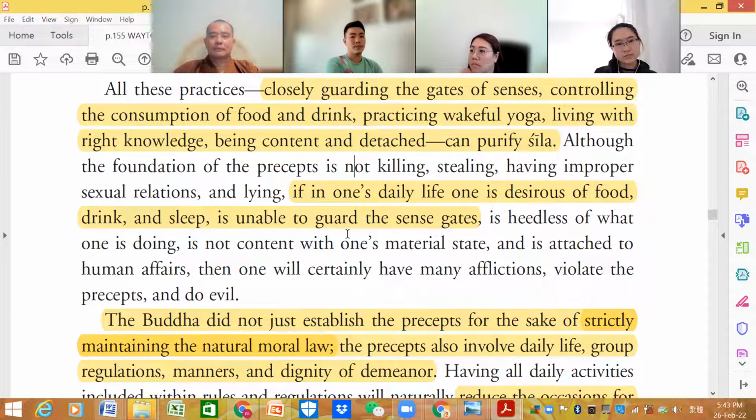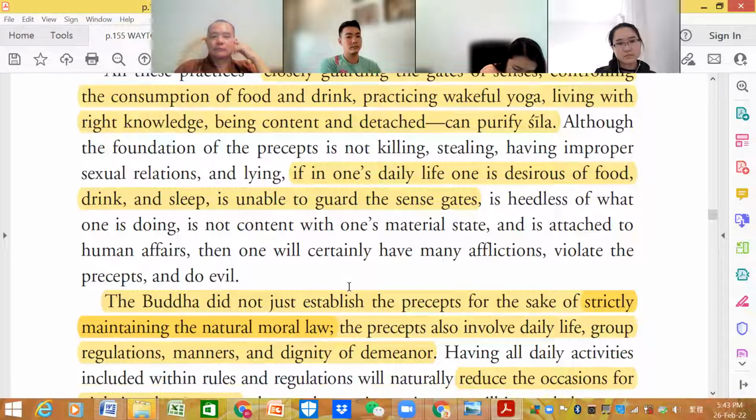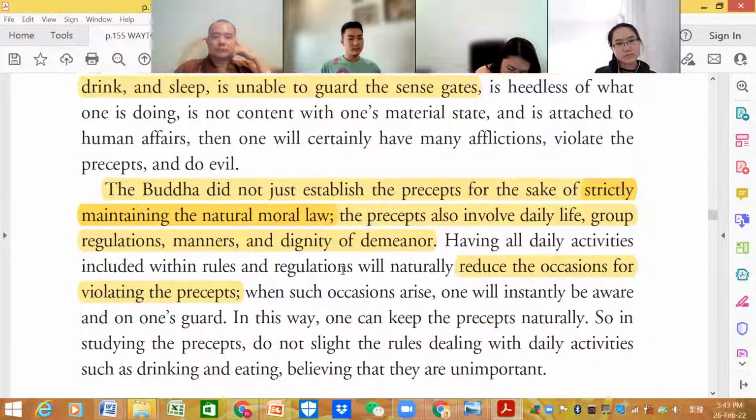Although the foundation of the precepts is not killing, stealing, having improper sexual relations, and lying, if in one's daily life one is desirous of food, drink, and sleep, is unable to guard the sense gates, is heedless of what one is doing, is not content with one's material state, and is attached to human affairs, then one will certainly have many afflictions, violate the precepts, and do evil.